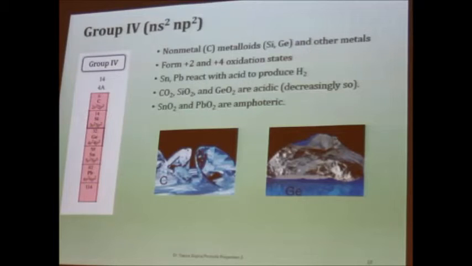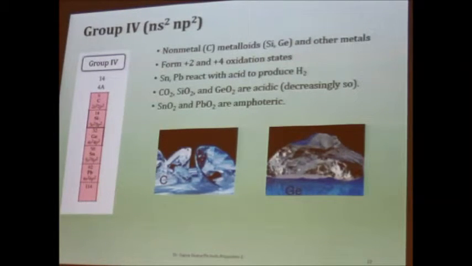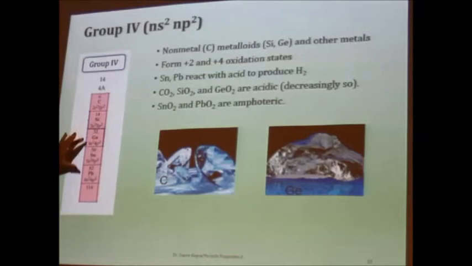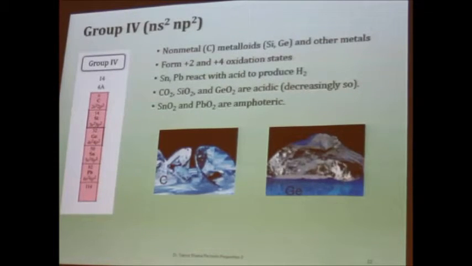Group number 4 is really interesting. I think it's one of my favorite groups because it has everything in it. All the elements in group 4 are useful one way or another. If there was no carbon, there would be no us, because we're all carbon-based forms. Carbon is a non-metal. Silicon and germanium are metalloids, and tin and lead are metals. Very traditional, a very nice group.